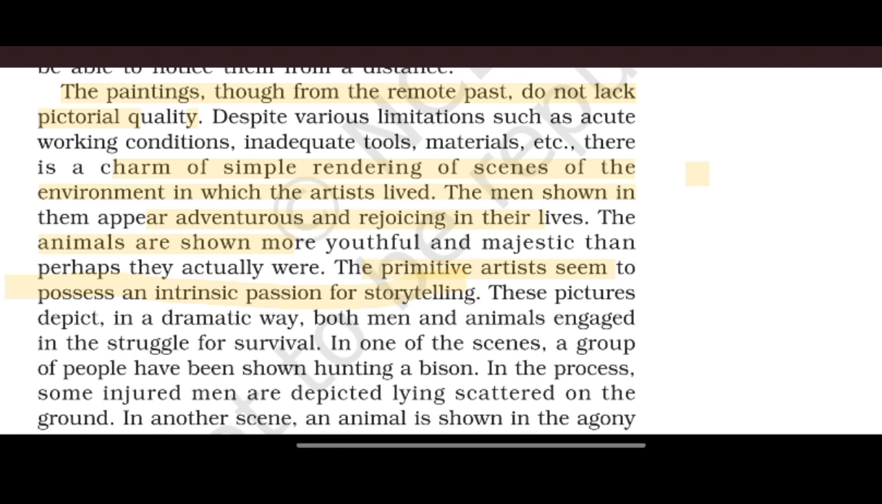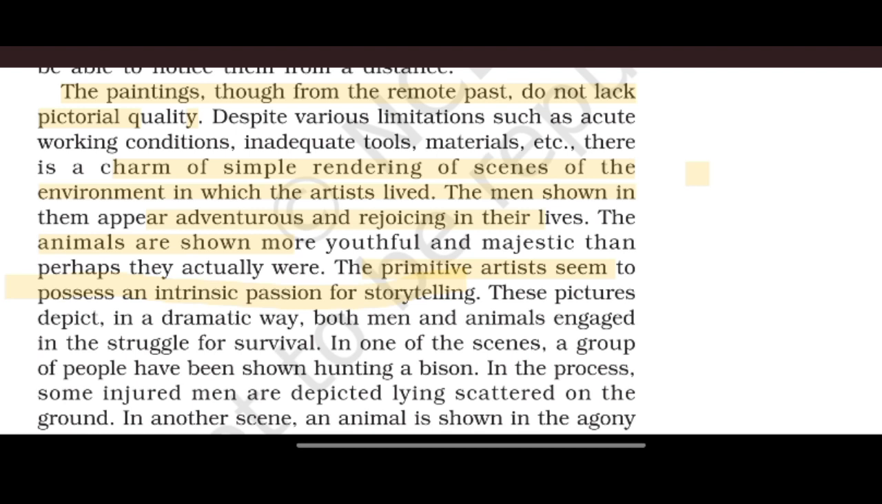As we can see in the caves, they have drawn the pictures in such a manner that they tell the entire story. And from these pictures only, we know how the people lived at that time. They did hunting, the children used to play and run, the women used to cook. So many things they have represented through painting.